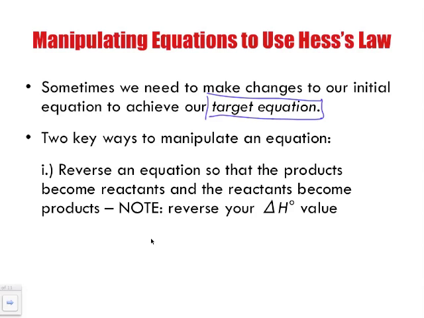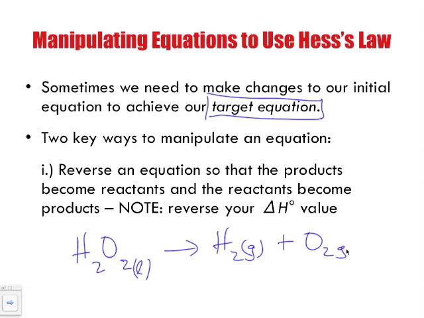So if we have an equation that is going in a certain direction, like the decomposition of hydrogen peroxide, as we just saw, hydrogen peroxide decomposes into hydrogen gas plus oxygen gas, and it's going to have a change in enthalpy that is 188 kilojoules.